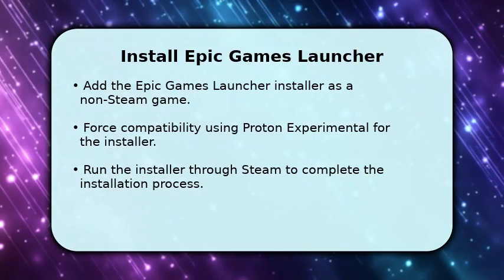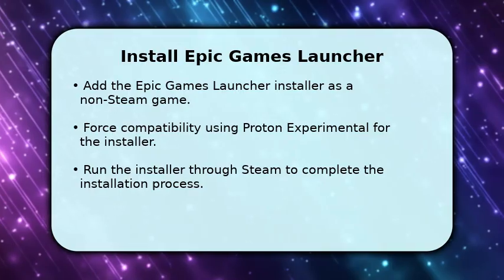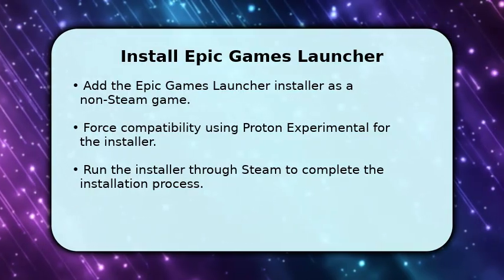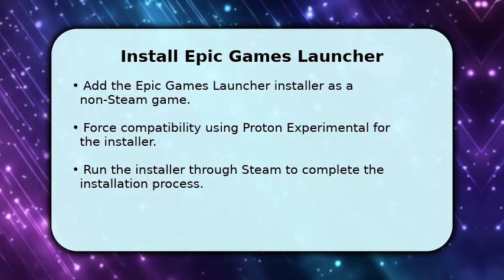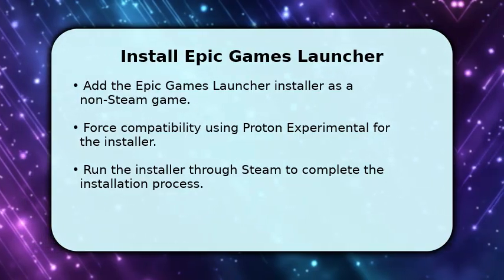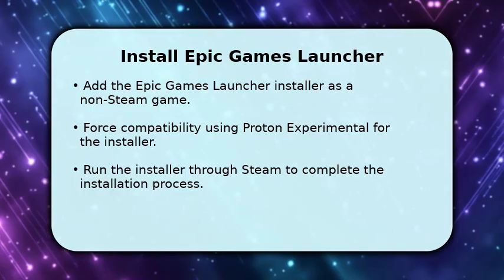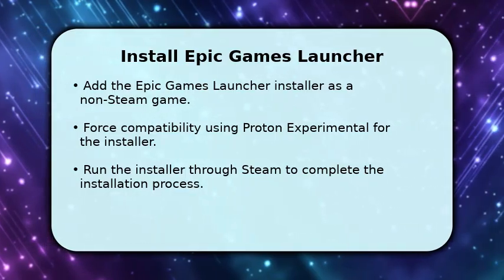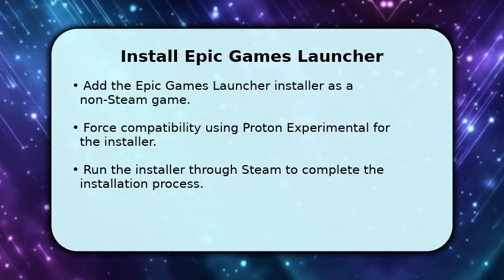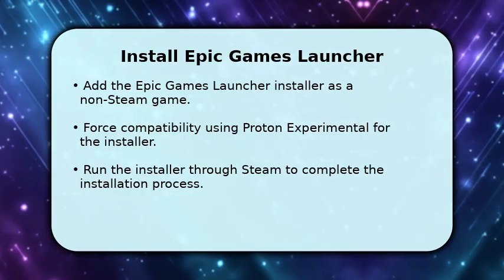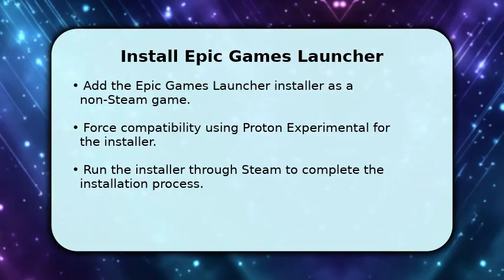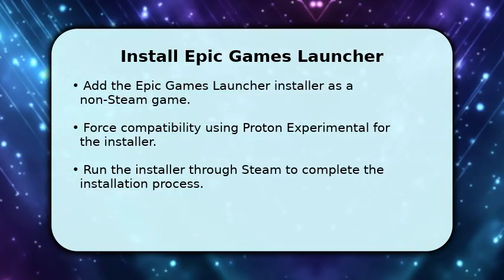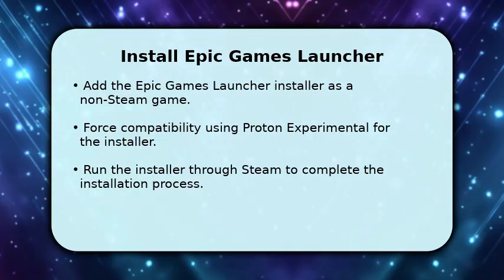Now that you have the installer, open Steam in desktop mode and add the Epic Games Launcher installer as a non-Steam game. Before running it, go into its properties and force compatibility, selecting Proton Experimental. This step is vital for the installer to function correctly on your Steam Deck. Then, launch the installer through Steam, follow the on-screen prompts, and complete the Epic Games Launcher installation.